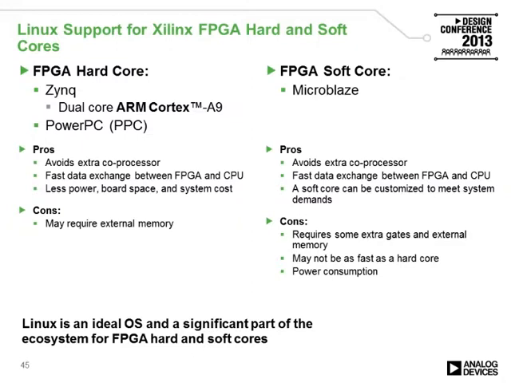Linux is an ideal operating system and a significant part of the ecosystem for FPGA hard and soft cores. It runs on almost any common FPGA soft or hard core. I'll mention the most popular ones here as some examples. The main advantage of both hard and soft cores is that we can eliminate external coprocessors, plus have a much faster and more closely coupled data route between the fabric and the core. The pros of hard cores compared to soft cores are the increased speed and lower power consumption and gate usage.